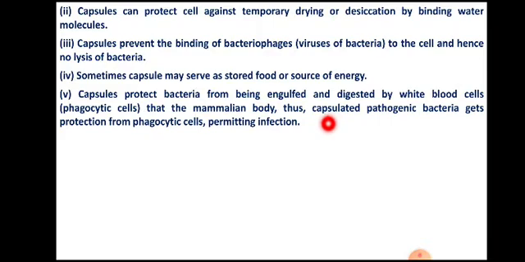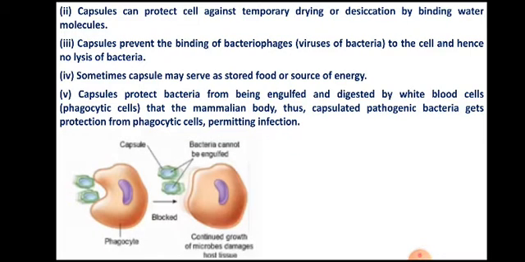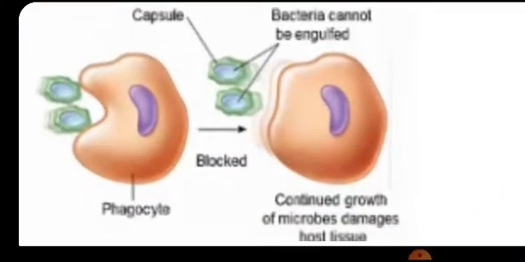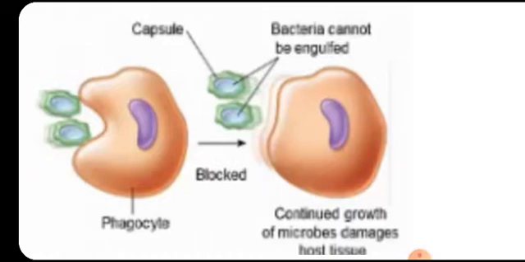So if a bacterial cell has a capsule, then it escapes from phagocytic cells, and therefore it gets extra life, it gets protection from phagocytic cells, and that permits the start of infection, and that leads to the production of disease. This is how the diagram represents this particular function or importance of capsule.